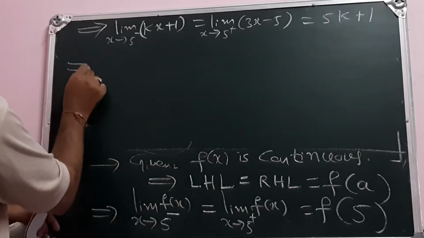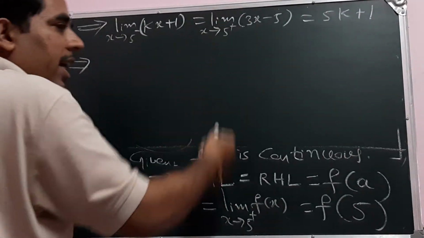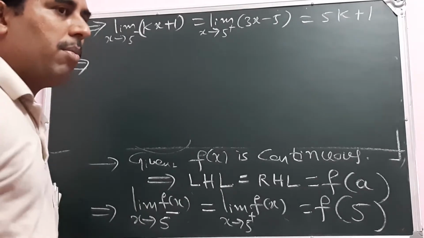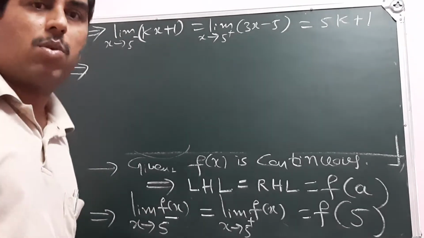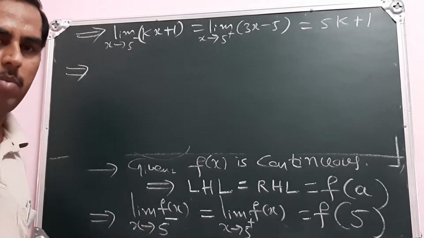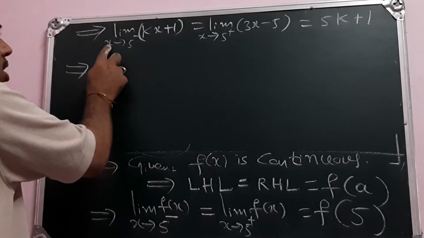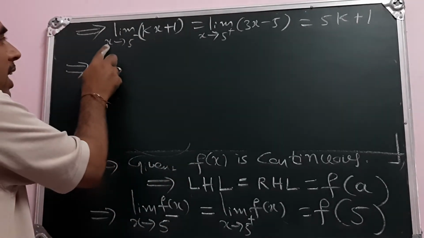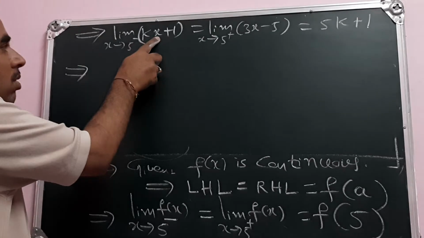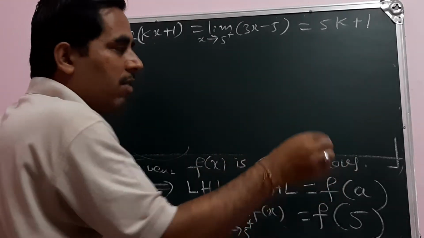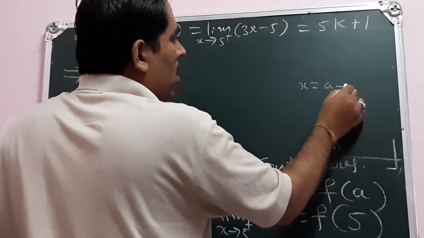See, in the next step, you calculate the left hand limit and right hand limit. As we did in the first example, put x equal to a minus h and put x equal to a plus h. We can do that method also. Otherwise, you can directly substitute x here.